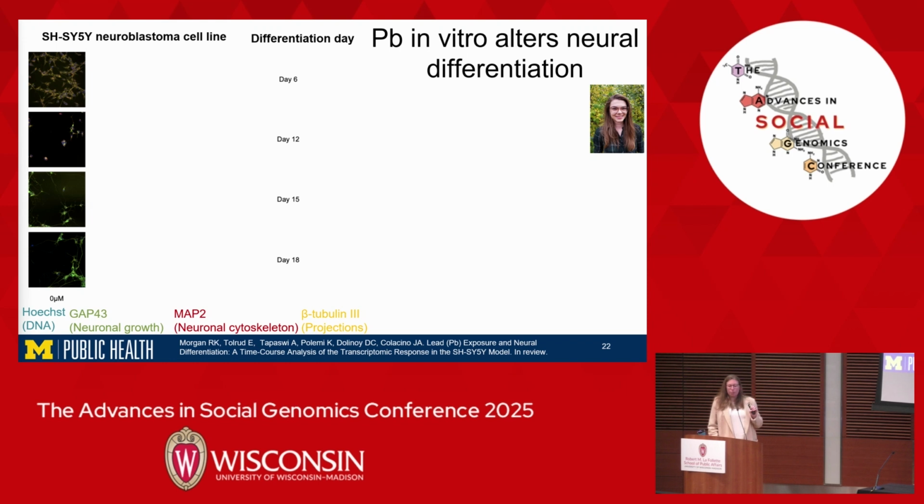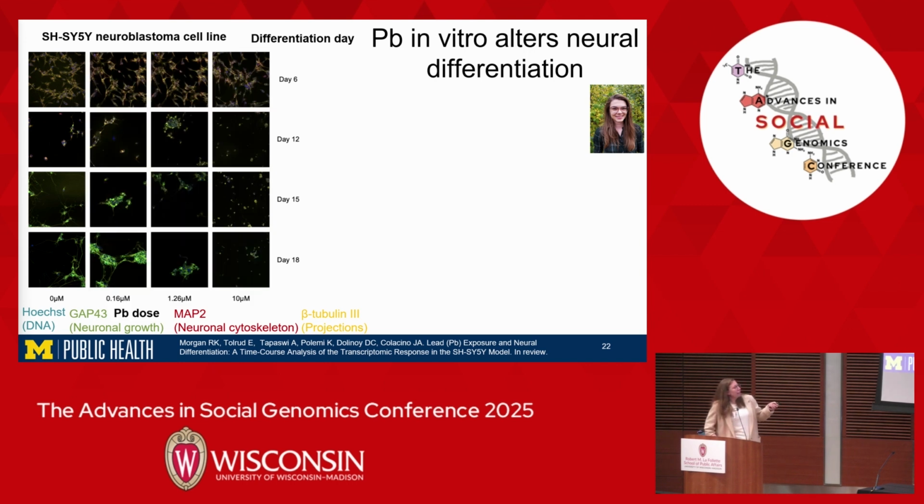So here's just one example where we're working with Rachel Morgan. One of our postdocs is looking at a neuroblastoma cell line. When you start culturing it at day 6, it looks diffuse. Then over time, they start to differentiate, and now they look more stretched out, elongated, like a neuron. This is under a control, no exposure.